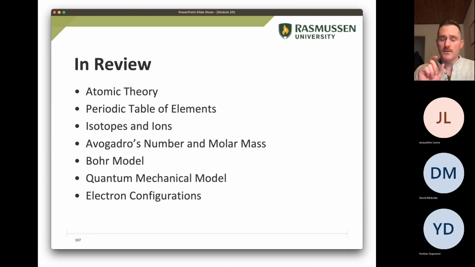Then we went over the Bohr model and the quantum mechanical model. The takeaway from the Bohr model is a simple model with these orbits, and each one has a principal quantum number, but it didn't exactly describe what was going on with electrons. So we came up with the quantum mechanical model, which is much better, which gave rise to electron configurations, which is a shorthand way for us to talk about the energies of electrons in an atom.